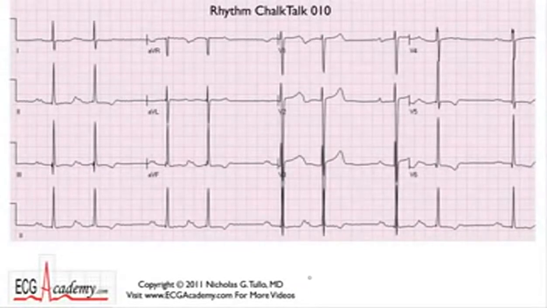Hey, this is Dr. Nick with Rhythm Chalk Talk number 10. I just wanted to get you guys used to reading more difficult tracings. We'll call this intermediate, but it is a 12 lead and it's an interesting rhythm problem. So let's get to it.